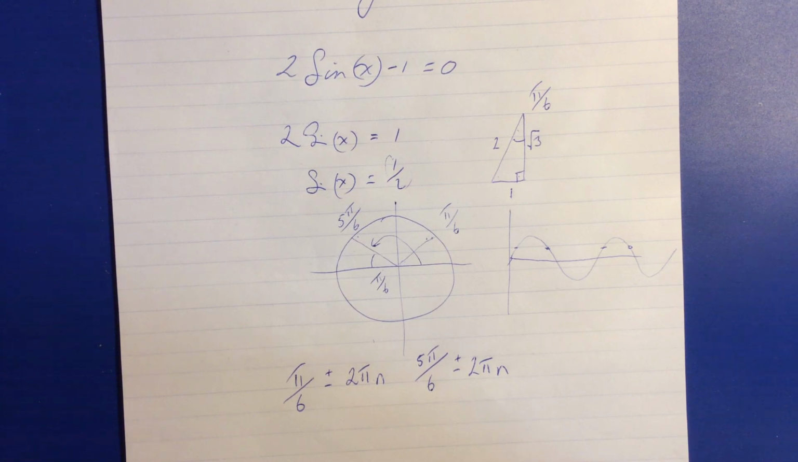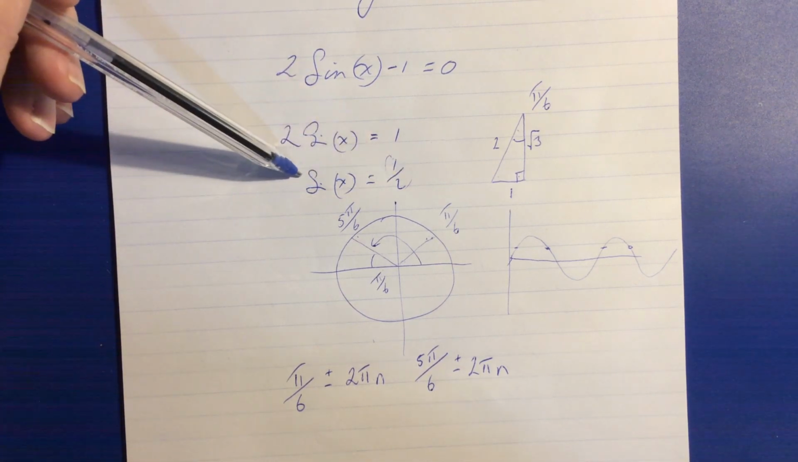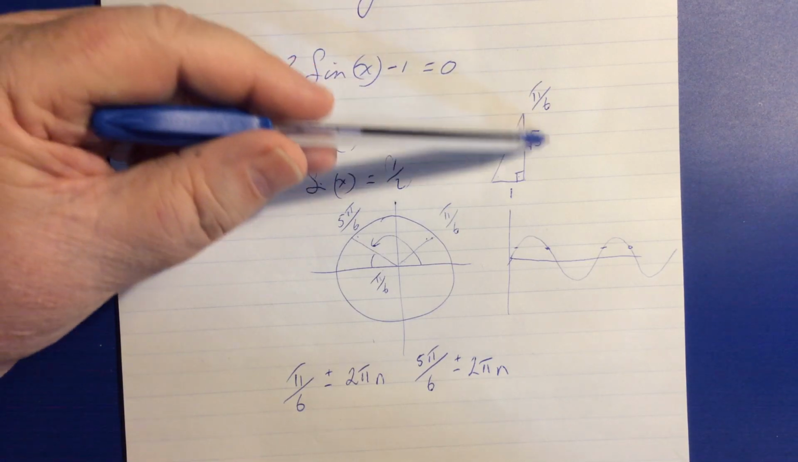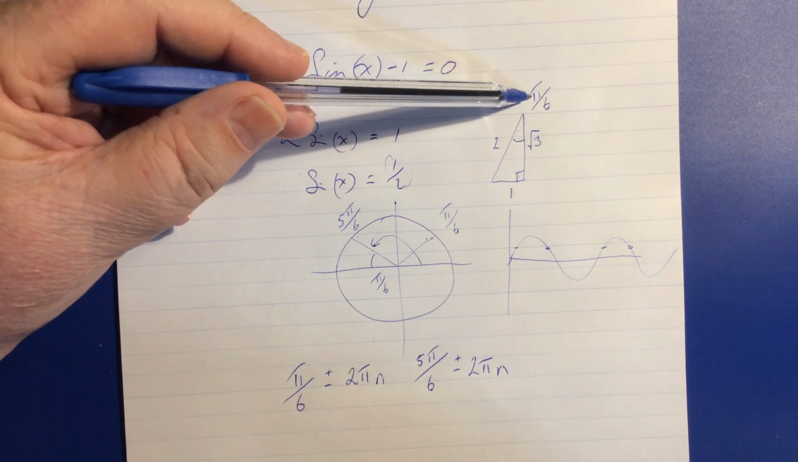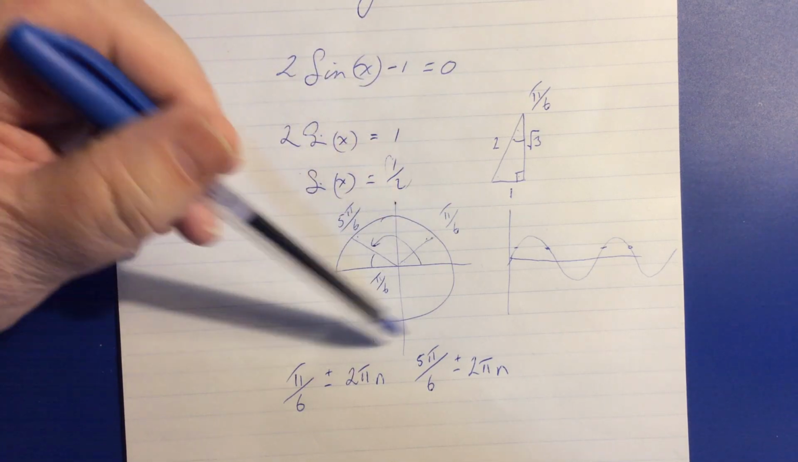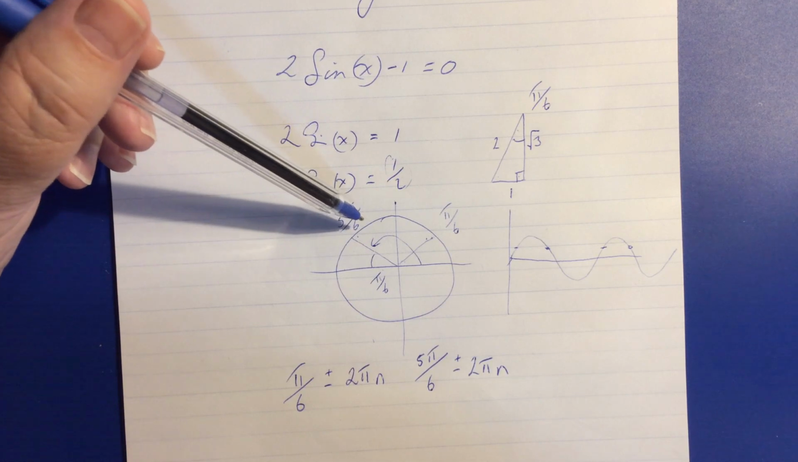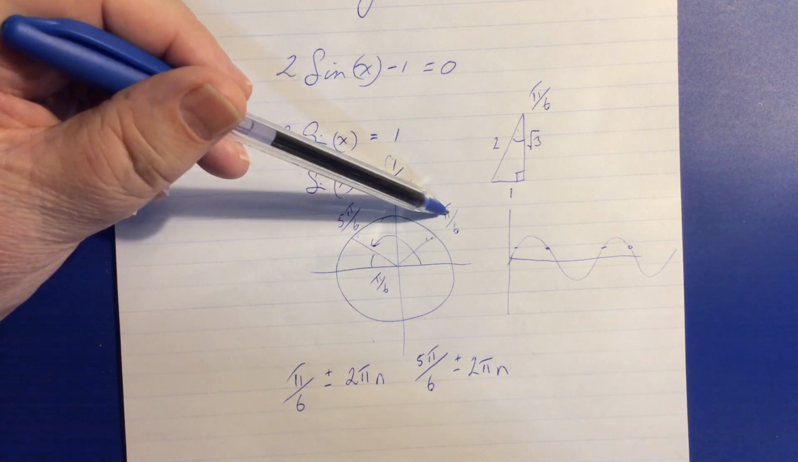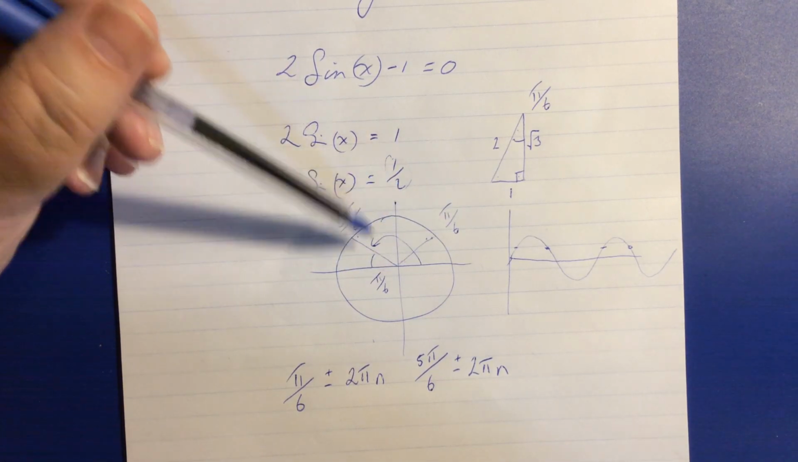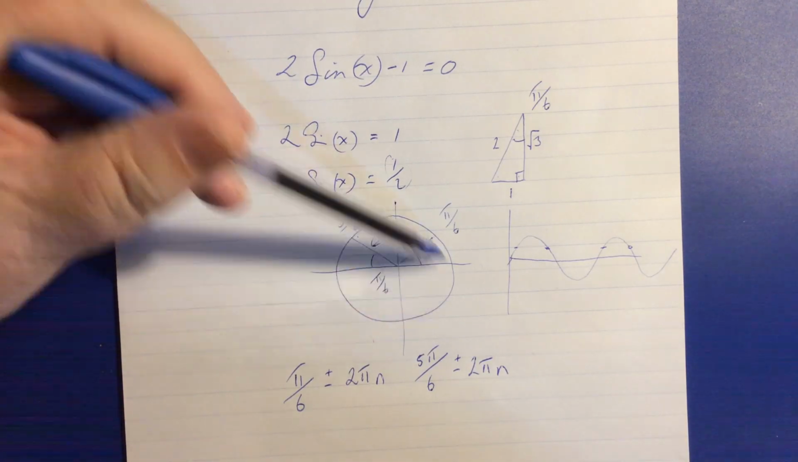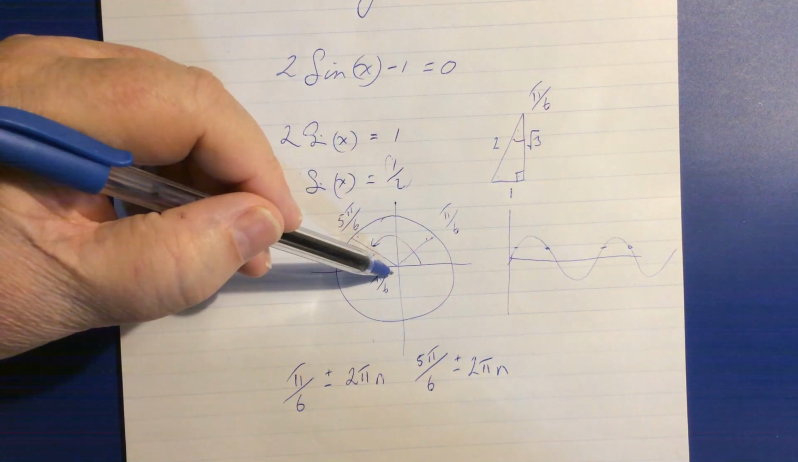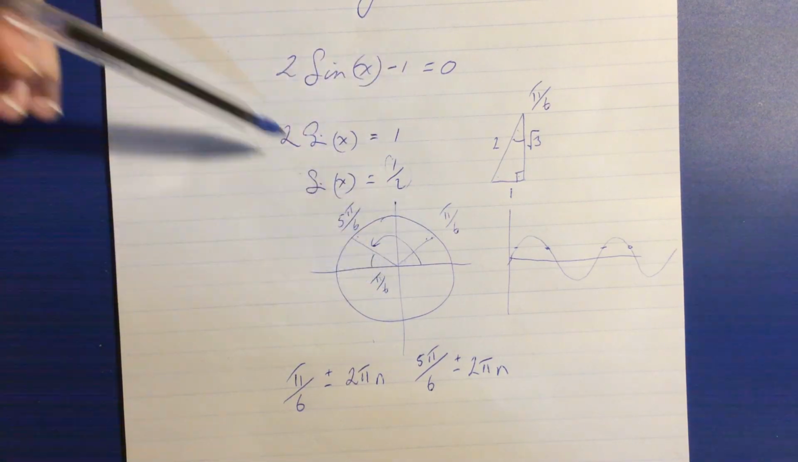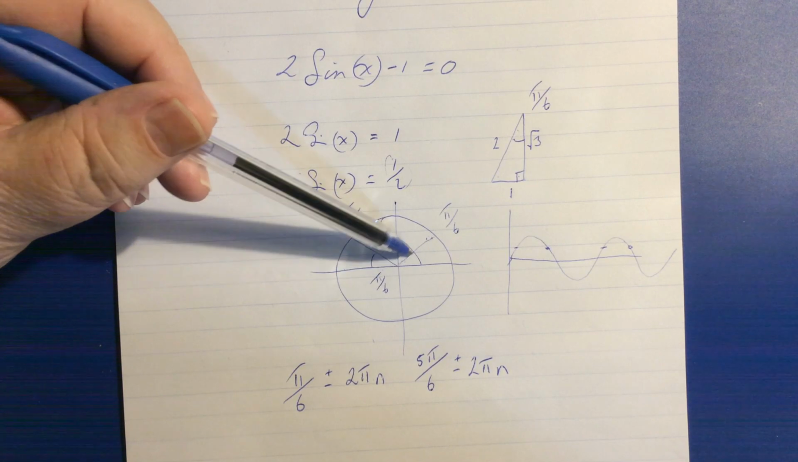Okay, now I hope that was clear. The process is as follows. Get your expression into this form, find its value in terms of radians, find its position on the unit circle, and work out from there what it's going to take to get back to this point, or in this case this point.